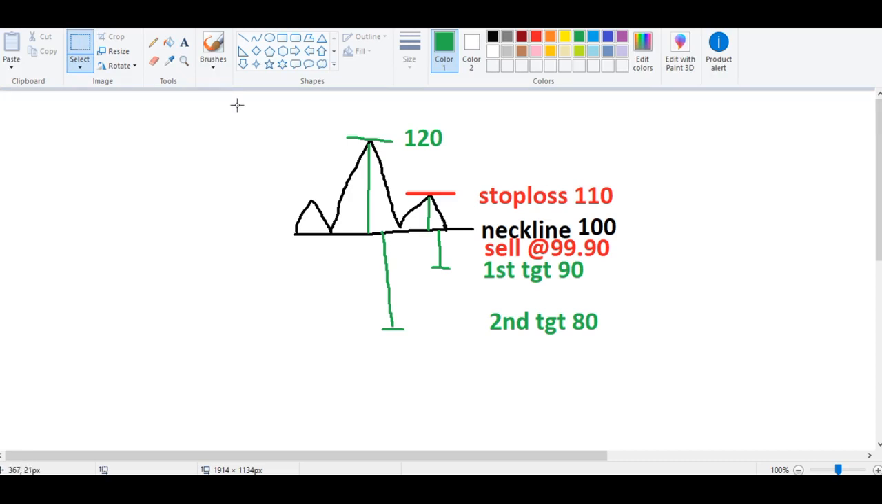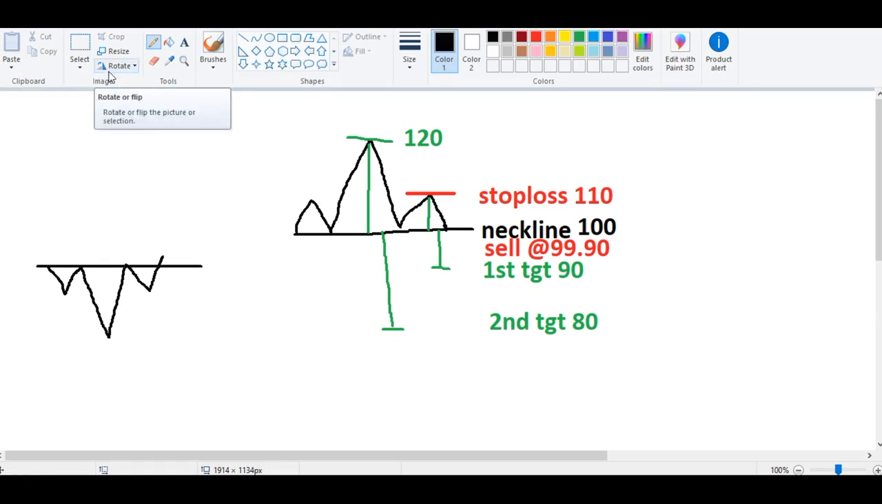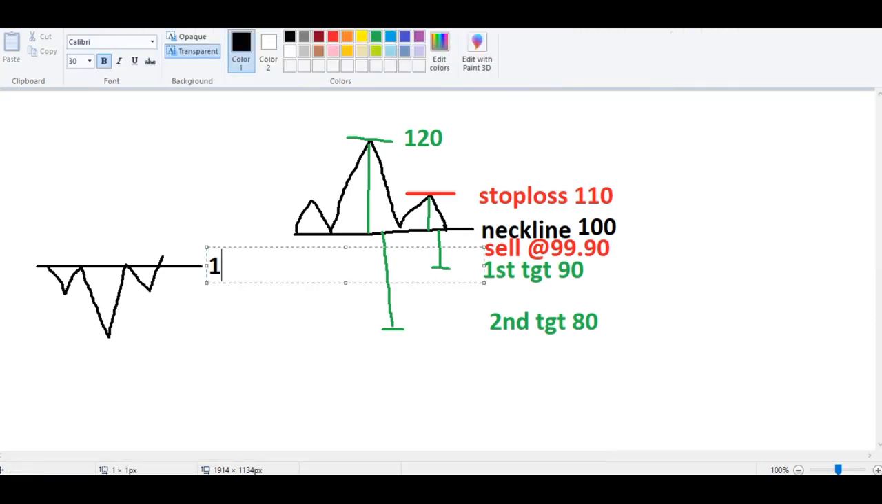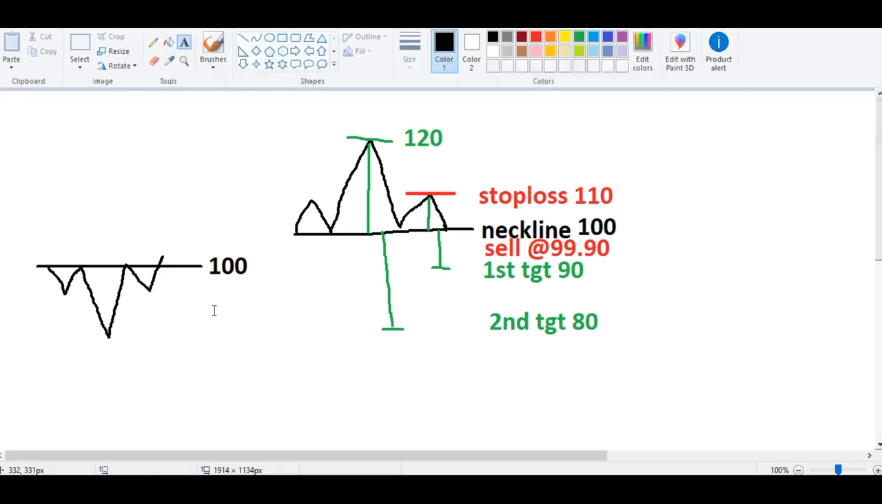Okay, and it is exactly the same on the flip side, right? If we have an inverted head and shoulders, this is a bullish pattern, right? So if 100 rupees is my neckline, I will buy the moment it crosses 100. So let's say I will buy at 100.20 paise, right? So what is my stop loss?